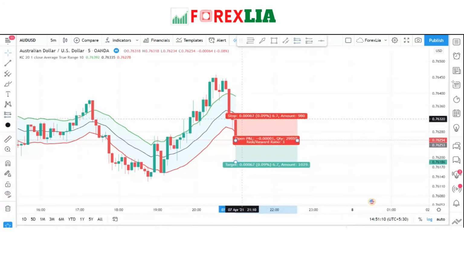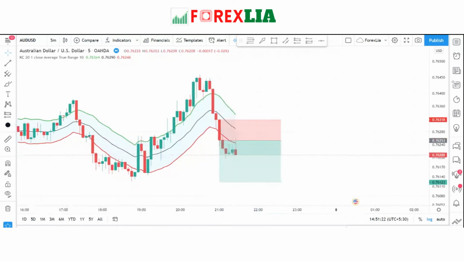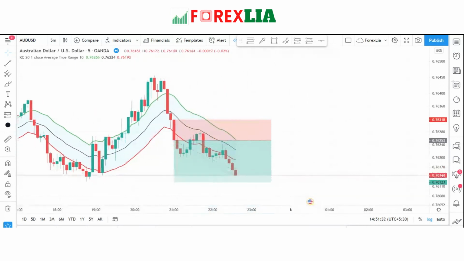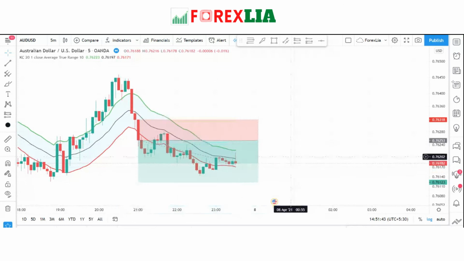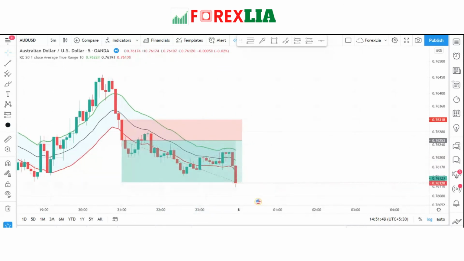Set the stop loss at the high point of the candle. Set the profit target at 1:2. We won this trade.